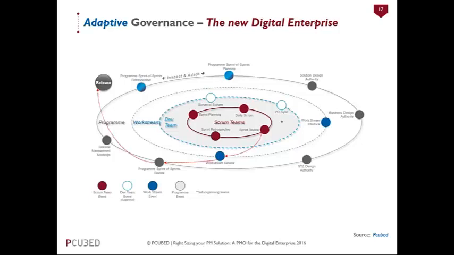So the one key point that John wanted us to make here is really understanding through these roadmaps or these assessments that you're going to have different political camps that are going to win out. And that's where really this adaptive governance or our new digital enterprise comes in.